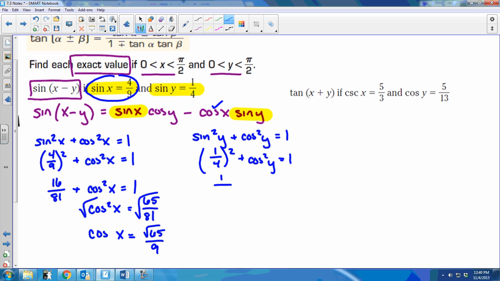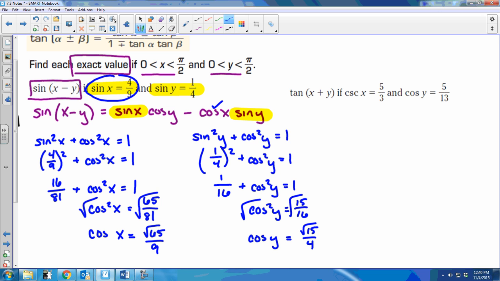So I get 1/16 plus cosine squared Y equals 1. I need to subtract 1/16, so we get 15/16. And then we take the square root. So cosine Y is the square root of 15 over 4.